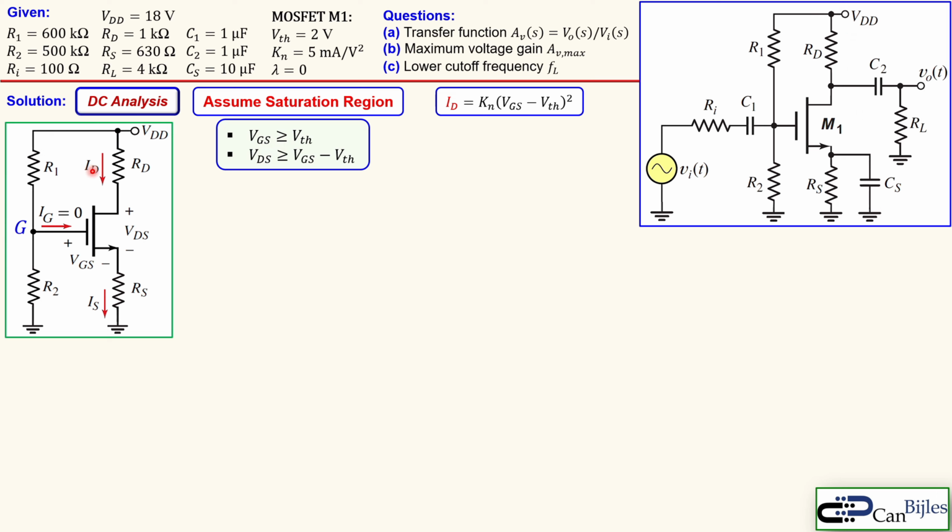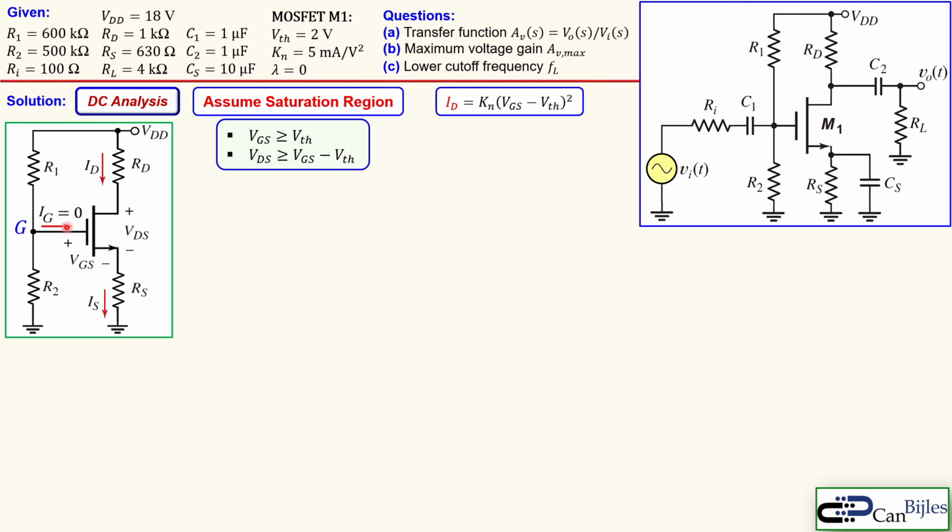You see the drain current and the source current are exactly equal to each other, since the gate current is 0. And I will designate here the gate node, and I will calculate the gate node voltage using the voltage divider rule. Why can I do that? Because the gate current is 0, so I can assume this as one branch.